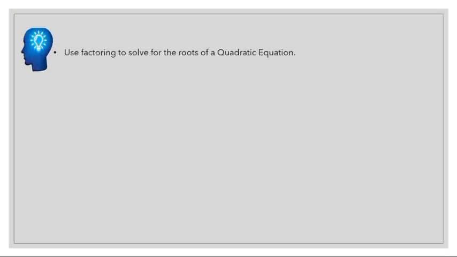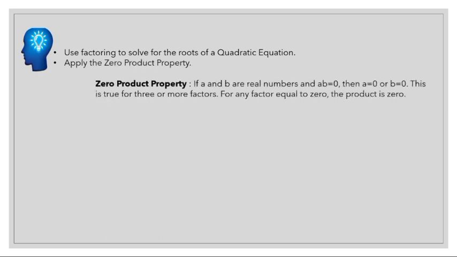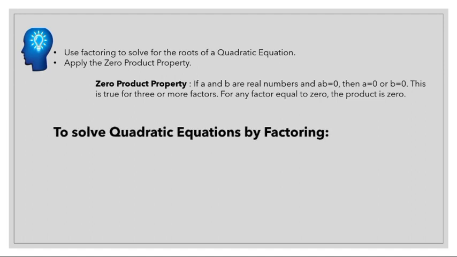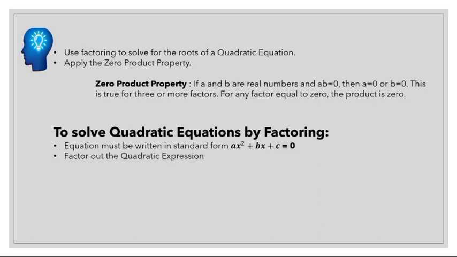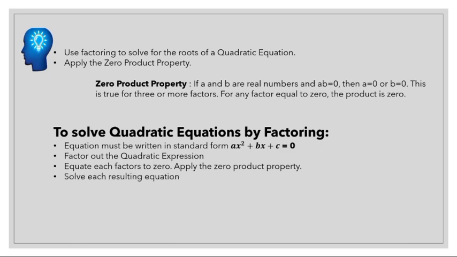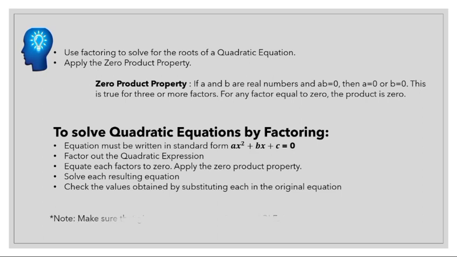Use factoring to solve for the roots of a quadratic equation. Apply the zero product property. To solve quadratic equations by factoring, first, the equation must be written in standard form. Next, factor out the given quadratic expression. Equate each factor to 0, apply the zero product property, solve each resulting equation, then check. Note that you must make sure that the given expressions are factorable.